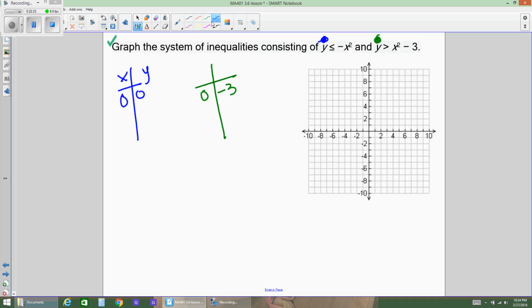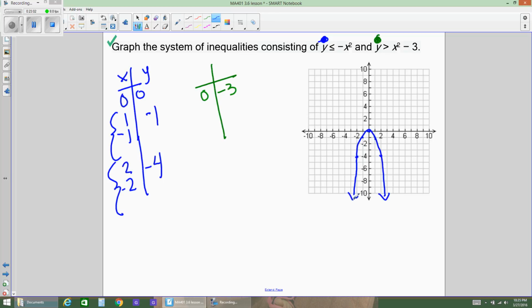Y is less than or equal to negative x squared. We just do this quick by hand in our head. 1 and negative 1 are going to be the same. 2 and negative 2 are going to be the same. If I plug a 1 in there, I'm going to get negative 1. And if I plug a 2 in there, I'm going to get negative 4. So this little guy goes like this. What kind of line is it? Hopefully you said solid.